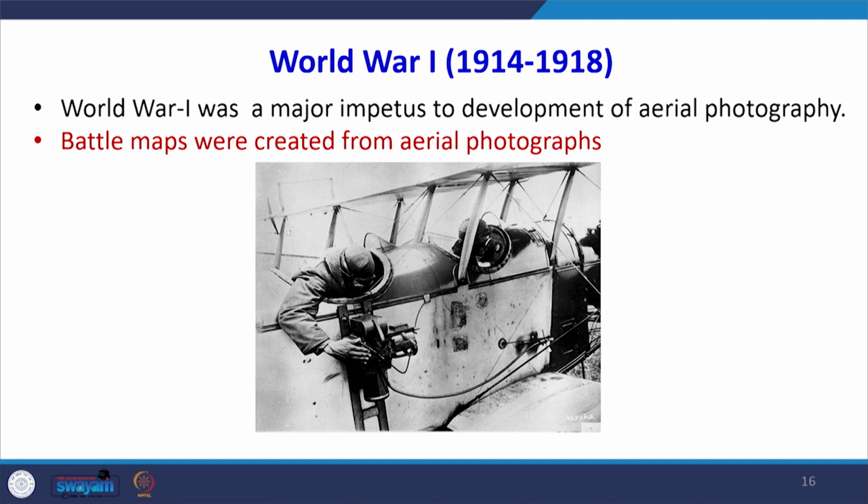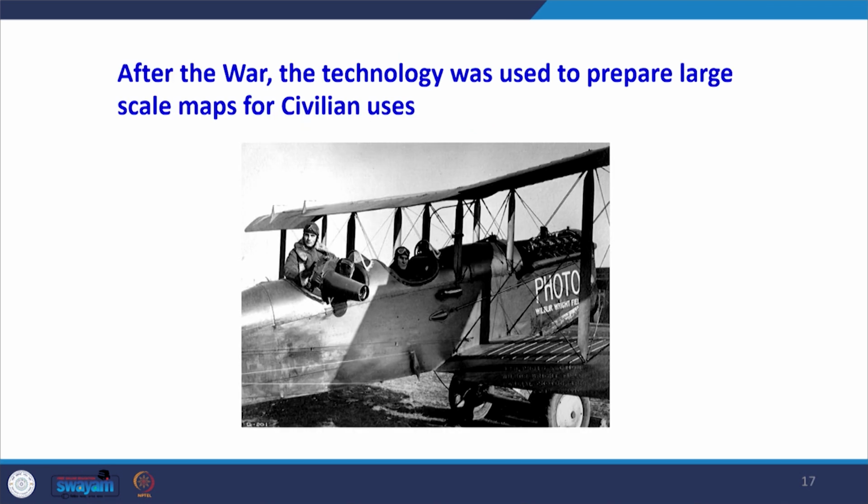In fact, the photographs which were taken from the aircraft were used for battle purpose. So for army purpose they were primarily used, but later on, after the World War, this technology got further impetus to use in the civilian area also. So aerial photogrammetry was used for civilian purpose, for mapping the landscape, mapping the various features and carrying out the measurements from these photographs.